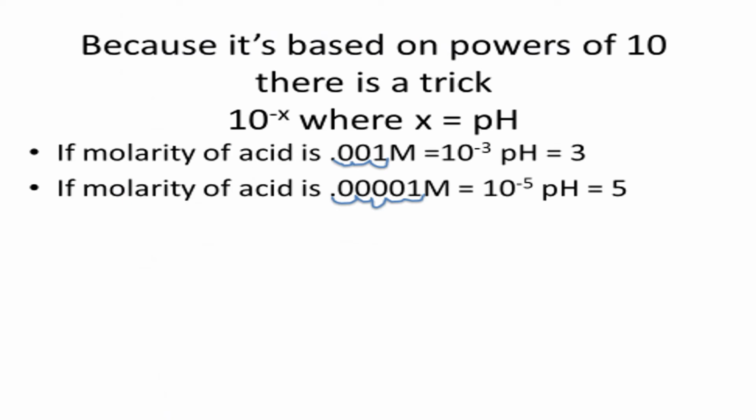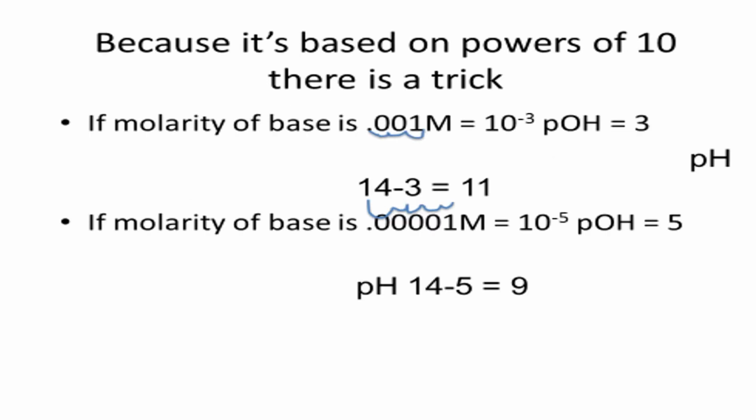Because it is based on the power of 10, there is a trick: 10 raised to power minus x, where x is pH. If molarity of the acid is 0.001 molar, it means 10 raised to power minus 3. The pH will be 3. If the molarity of the acid is 0.00001, equal to 10 raised to power minus 5, then the pH will be 5.